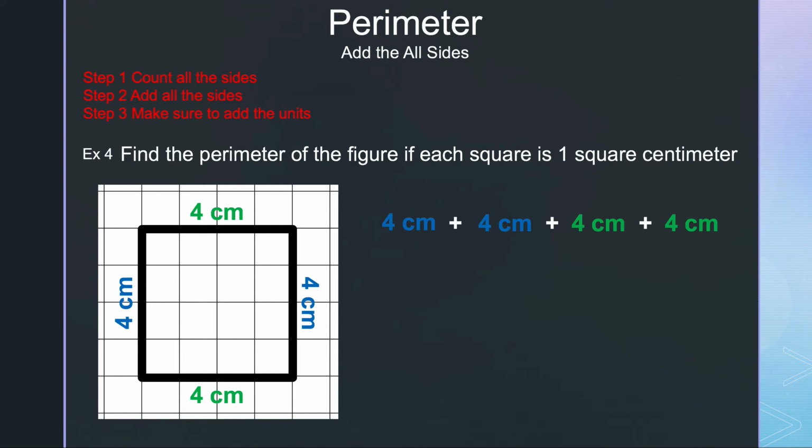Now we're going to write these down and add them up. 4 plus 4 gives me 8, 8 plus 4 gives me 12, and 12 plus 4 gives me 16, which is the perimeter of this figure.